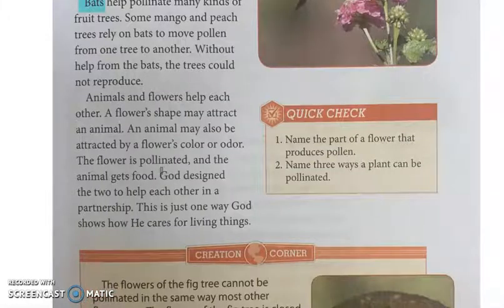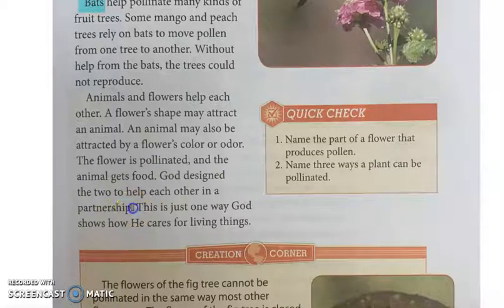Animals and flowers help each other. A flower's shape may attract an animal. An animal may also be attracted by a flower's color or odor. The flower is pollinated and the animal gets food. God designed the two to help each other in a partnership.